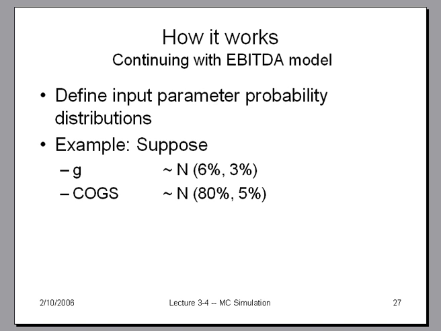So how does it work? Well, with our EBITDA model, we only have two inputs. We have growth and we have cost of goods sold. And let's start and assume that both growth and cost of goods sold are normally distributed. That's what the tilde N here means, with a 6% mean for growth and a 3% standard deviation, and an 80% mean for cost of goods sold and a 5% standard deviation.